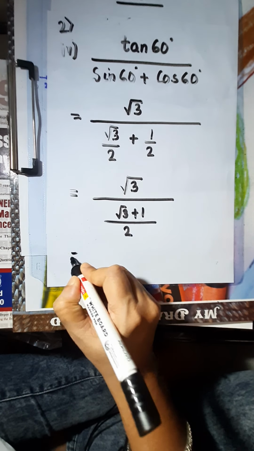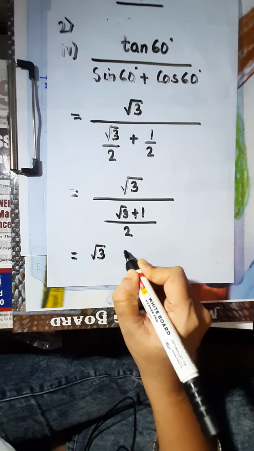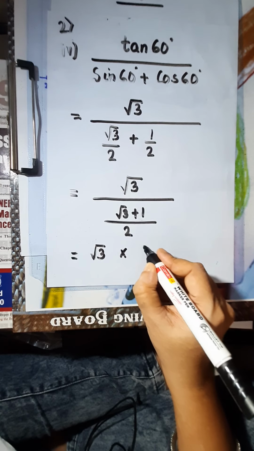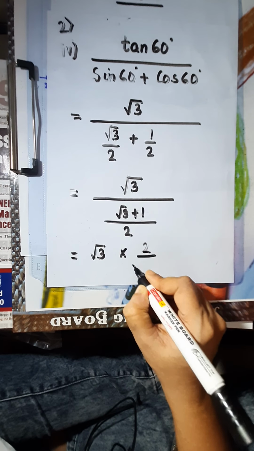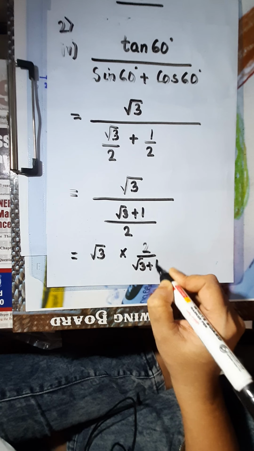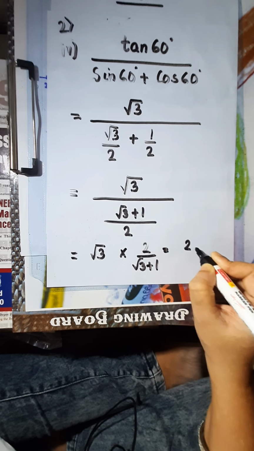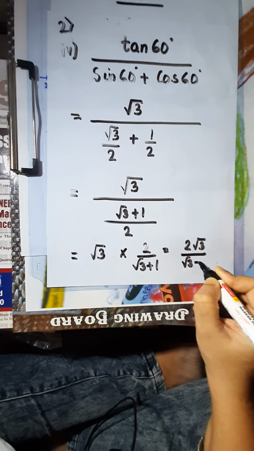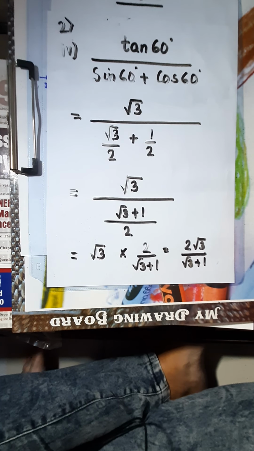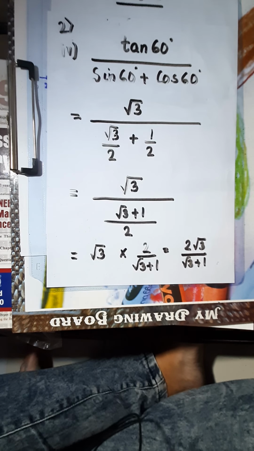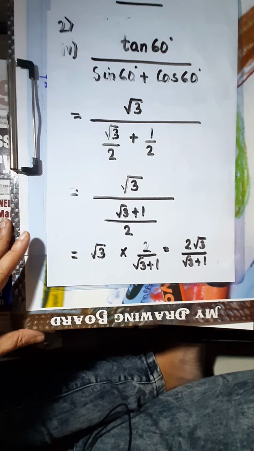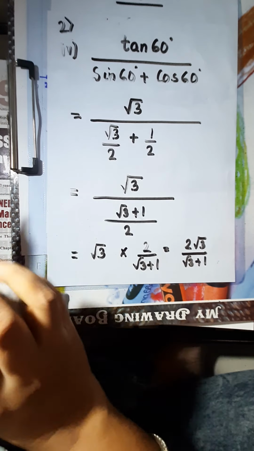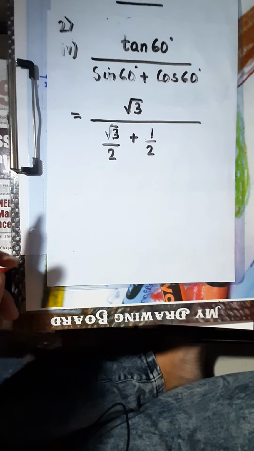Now, this is equal to root 3 into, okay, now see, this is divided by, so this becomes multiplied by 2 upon root 3 plus 1. So, you can keep this answer like this, 2 root 3 upon root 3 plus 1. I think this is the answer behind the textbook. But if you do want to go one step further, I will show you the step ahead. So, this is my 2 root 3 upon root 3 plus 1.